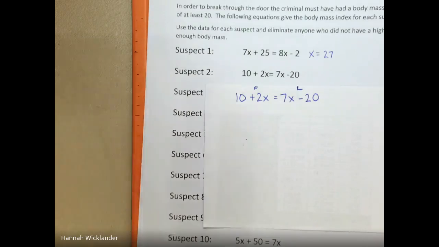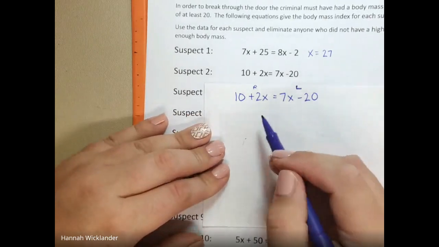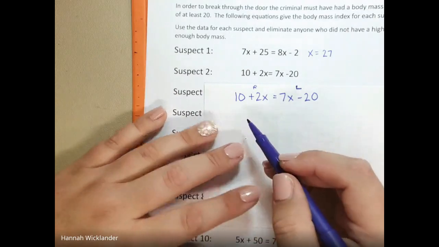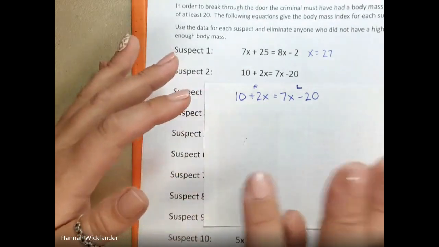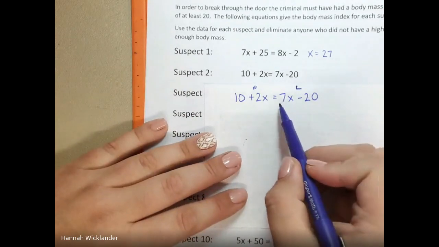Okay, so I'm going to move all my variables to the left side and my numbers will go to the right side. Moving it to the left will keep it positive. If I moved it to the right, it would make it negative. You can still solve it, it just is one extra step. So Evelyn would like us to move to the left, so I'm going to do that.